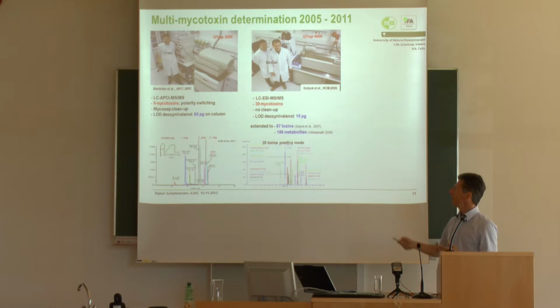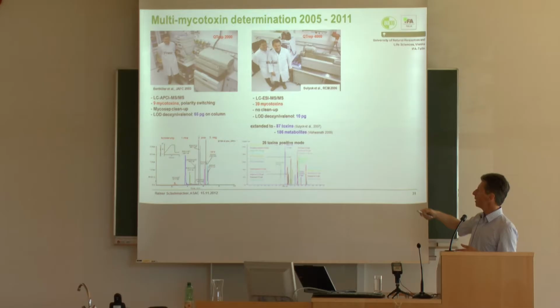And that is, by the way, this 39 mycotoxin paper is the most cited paper in the history of the Center for Analytical Chemistry. And it's the second most cited paper in the history of the IFA-Tulln. So this does say something, because it really was a breakthrough. 39 mycotoxins, no cleanup, and look, LOD for deoxynivalenol, 10 picograms. So it actually was again lowered down.